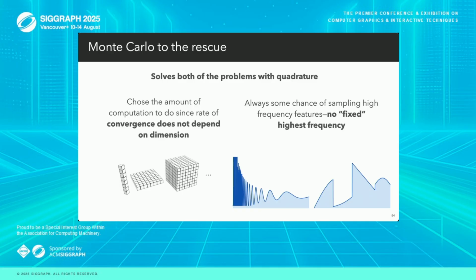And also, I no longer have aliasing problems, because no matter how spiky, no matter how discontinuous my function is, I still have some non-zero probability of sampling the function at the point of discontinuity or at the point of the spike. Okay? So no curse of dimensionality, no longer aliasing issues. So a lot of the issues we had with quadrature have gone away.